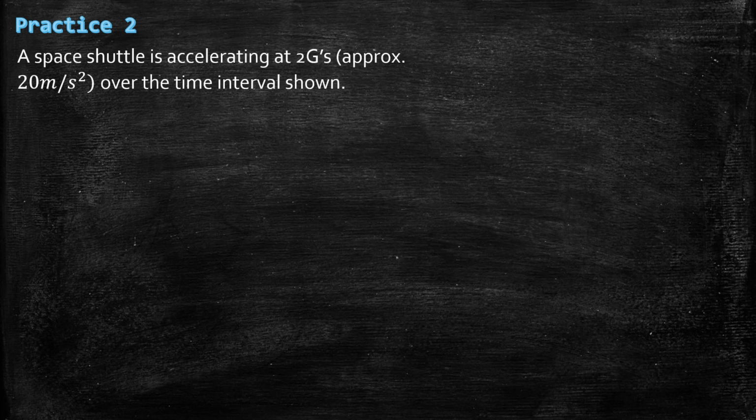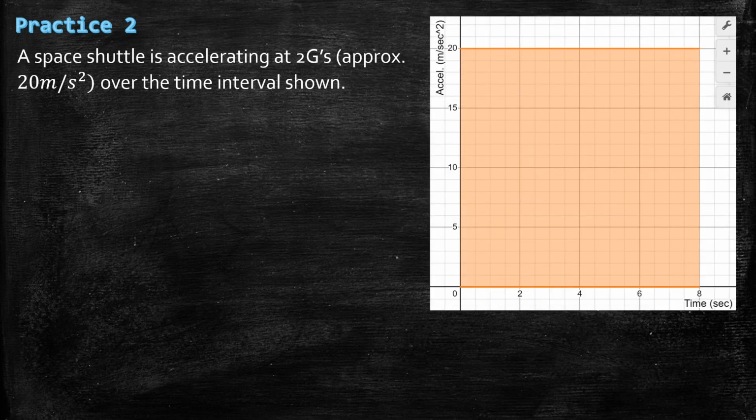So let's look at another rate curve. A space shuttle is accelerating at 2 g's. 2 g's would be twice the acceleration due to gravity, so I'm rounding that to approximately 20 meters per second squared. So here we go, constant acceleration over that time period, 8 seconds.